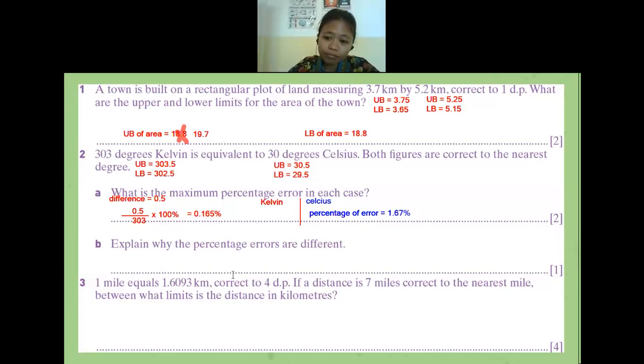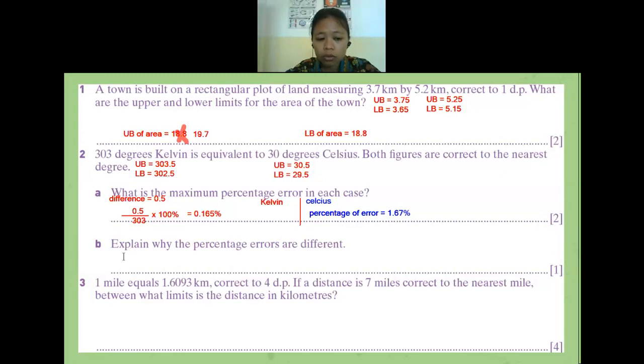Is there anyone? Is there anyone getting difficulties? Okay. If no one gets difficulties, now for question 2B. Explain why the percentage of errors are different. Why are they different?